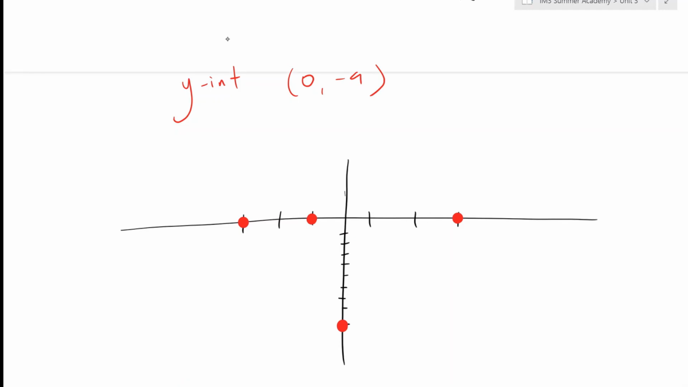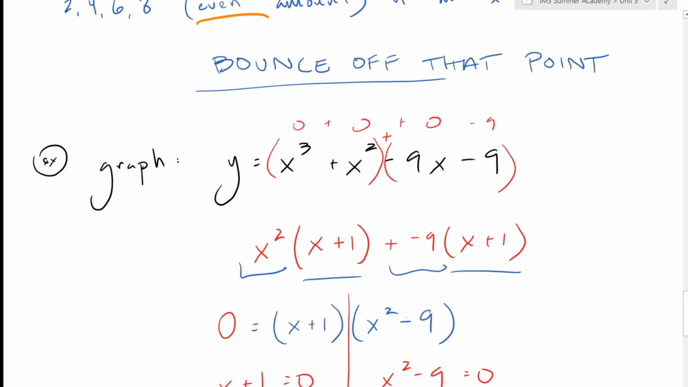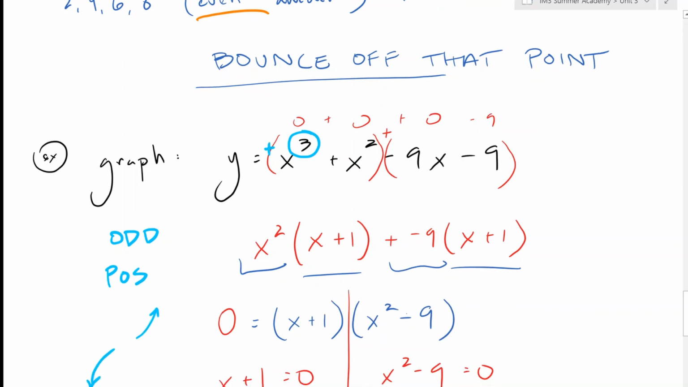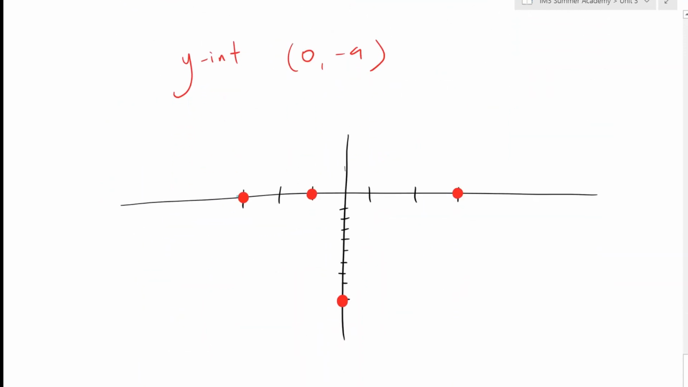Something that we skipped over was the end behavior. Let's look all the way back in the beginning. Since it's not factored, I just look at the biggest thing. My biggest exponent is 3. That is odd. It is positive in front. Odd positive, remember, goes from low to high. So let's put those arms on here, low to high. Low, high. No bouncing, so I'm going to cross through everything.